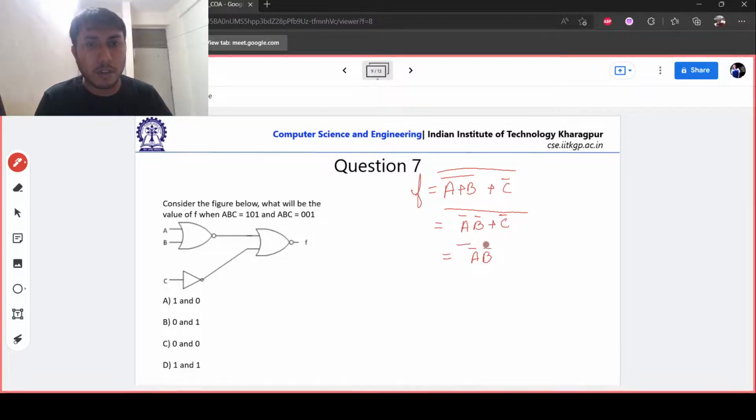A bar B bar, C bar bar, A bar plus B bar, C, equal to A plus B C.